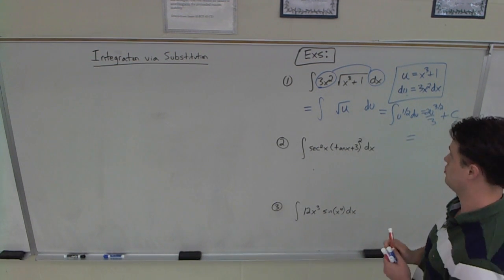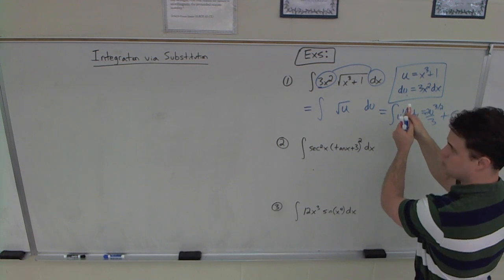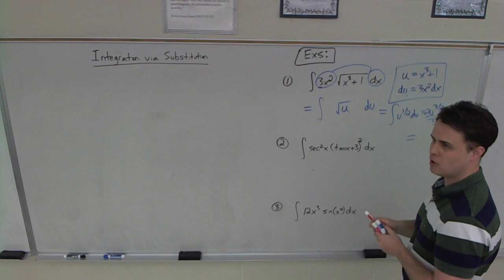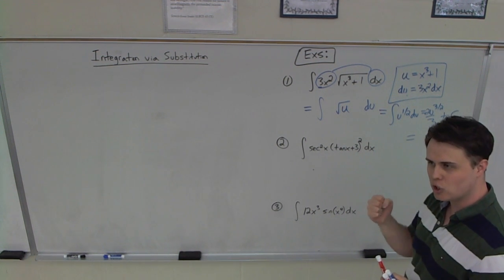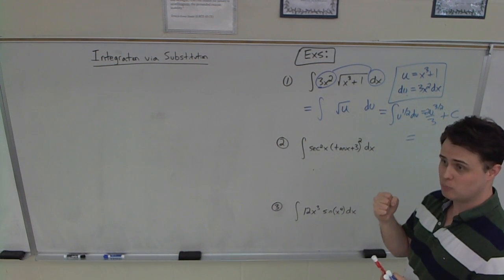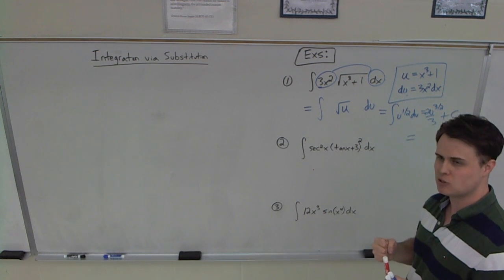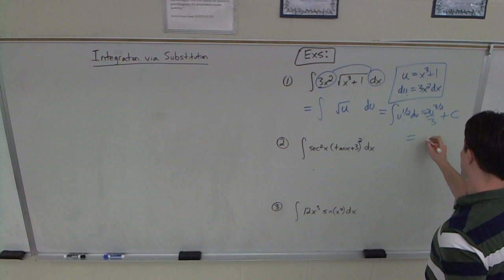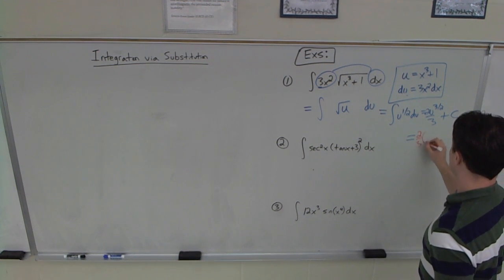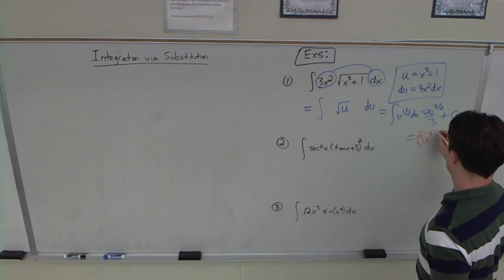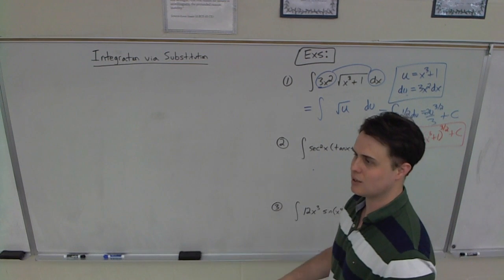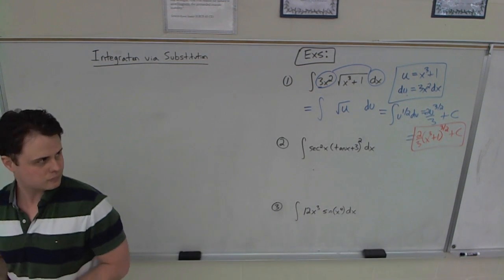So you go to your map and say, oh, u is actually that x stuff. You should be doing this very concretely, and it won't be mysterious. It shouldn't be mysterious. If it's mysterious, you're trying to do Zen, and just stop it, okay? So we've got 2/3 u to the 3/2 plus c. That is the answer. All right.